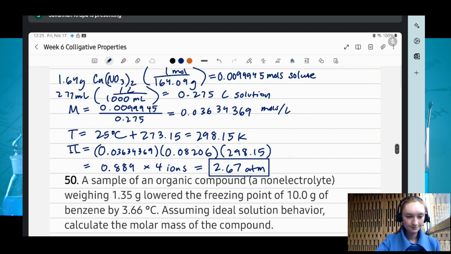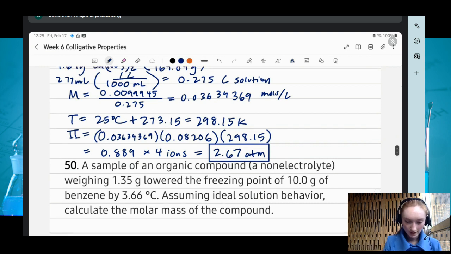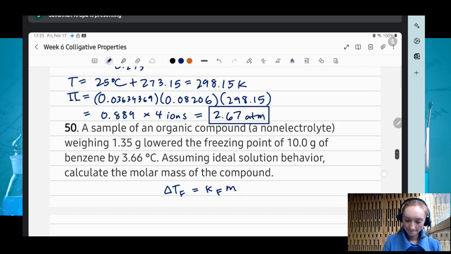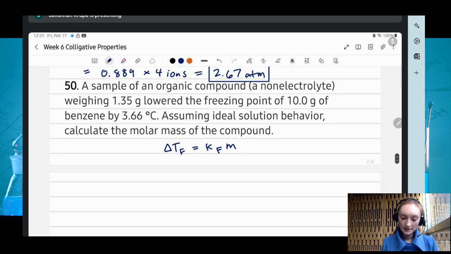Okay, so we will be working with the same equation that we worked with for finding the change in temperature. So let's write that first down. We'll be using the change in temperature, and this is working with the freezing point. So it's going to be the change in the freezing point equals Kf times the molality. Using this equation, it's asking for the molar mass of the compound. So we will need to find the molality first, and that will give us grams of the solute divided by the kilograms of the solvent.